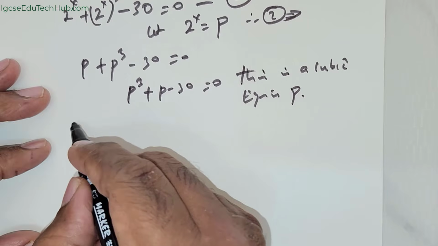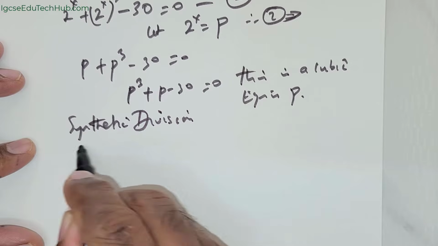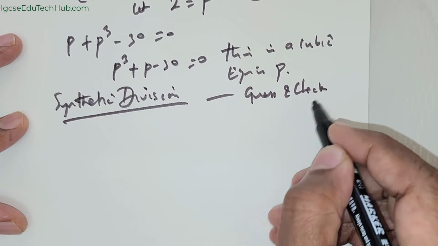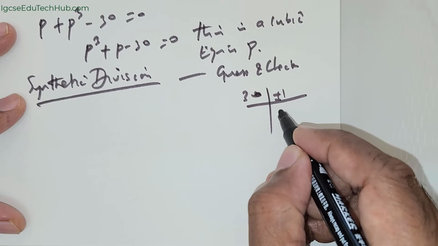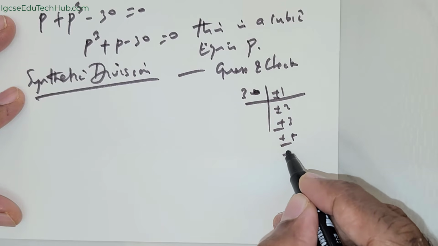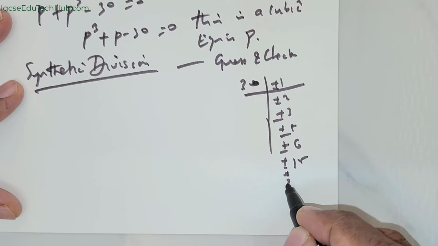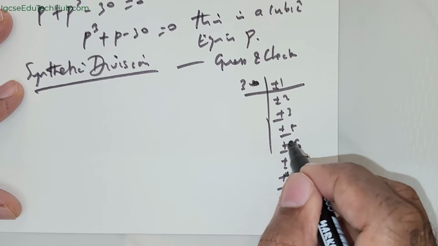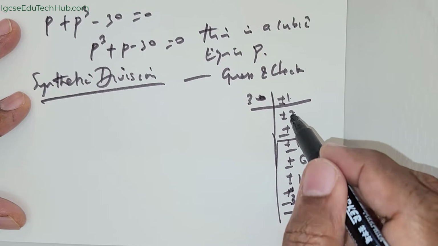in p. So we will use what is called synthetic division. In synthetic division we use the technique called guess and check. So what do we do? We take 30 and list out all the factors of 30. You have plus 1, minus 1, plus 2, minus 2, plus 3, minus 3, plus 5, minus 5, plus 6, minus 6, plus 15, minus 15, and plus 30, minus 30. Now we don't usually go to the higher numbers, so we will try to confine our checks to 1, 2 and 3.